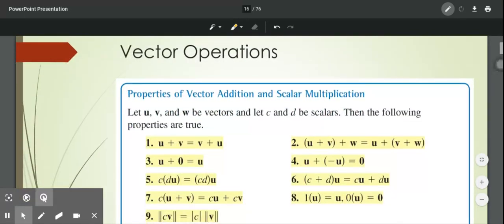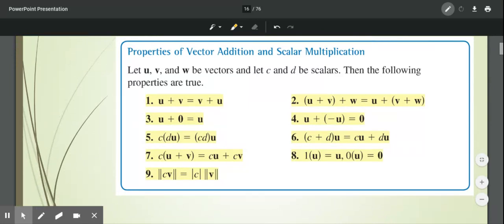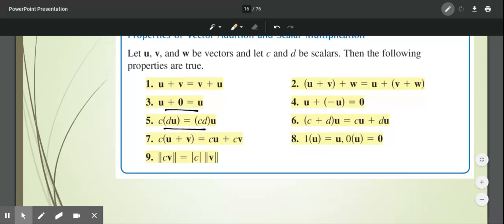All right, so here are the general rules for your vector operations: adding vectors, adding 0, multiplication. If you're wondering whether you're allowed to do something, it's really common sense, and it follows a lot of the same rules that regular algebra does.